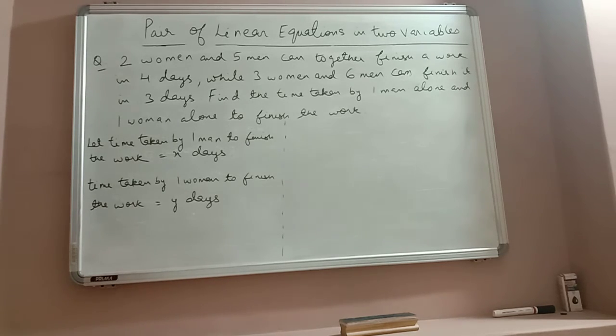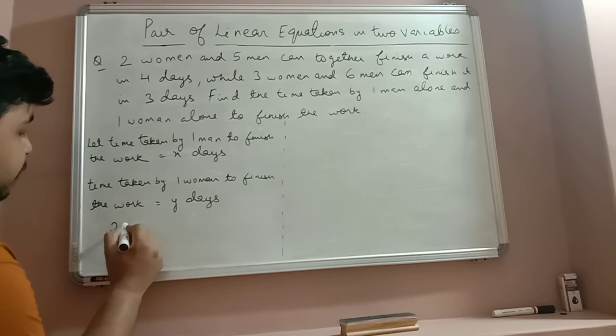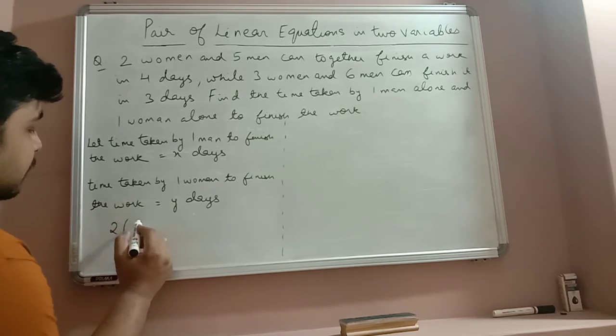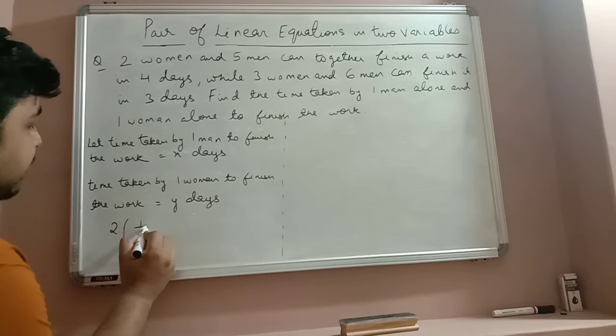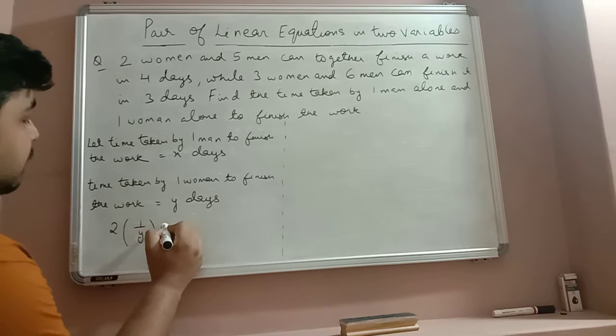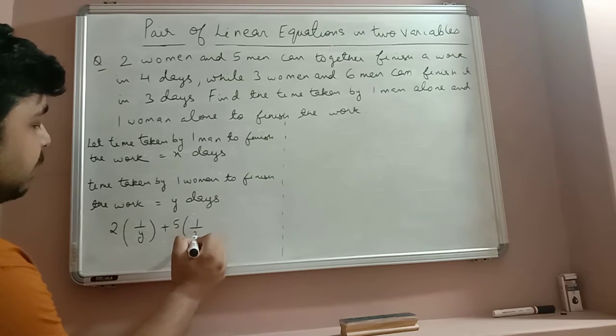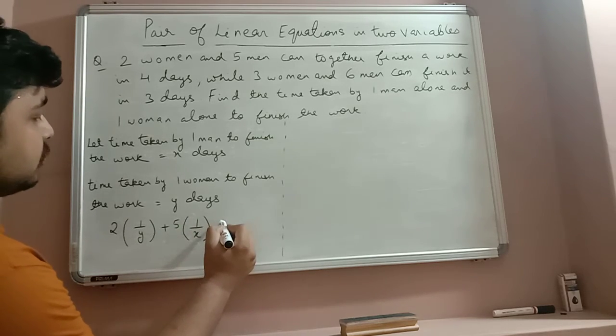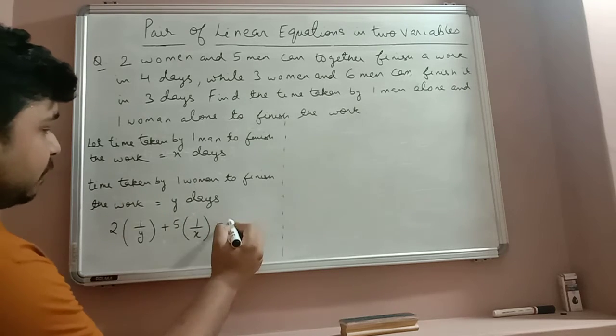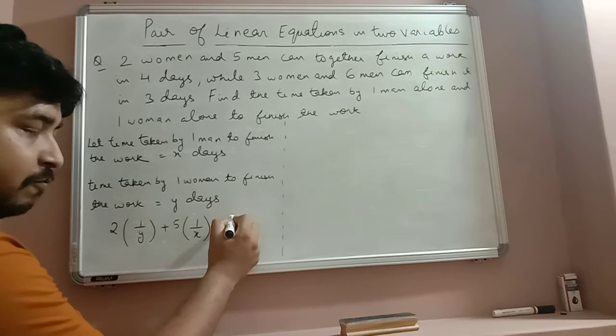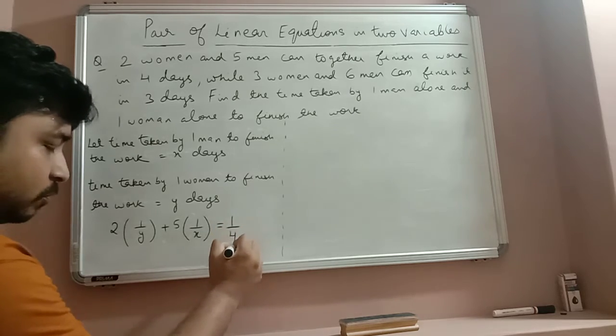It says 2 women and 5 men can together finish a work in 4 days. So 2 times one woman's work in 1 day, that is 1 by y, plus 5 times one man's work in 1 day, that is 1 by x, is equal to 1 day of work. So the total work is completing in 4 days, so 1 day's work is 1 by 4.